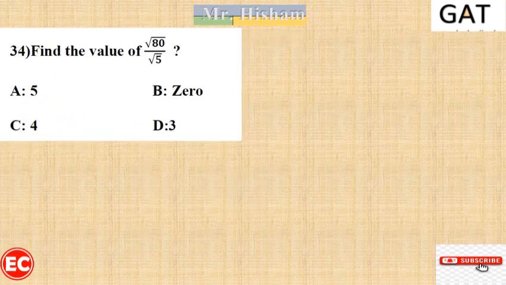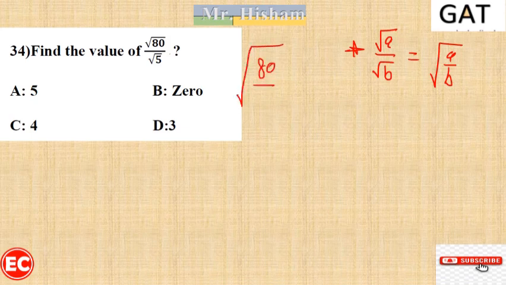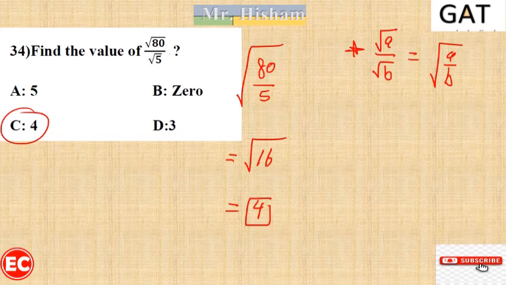Question 34. Root of 80 divided by root of 5. By the way, there is a rule: root A over root B can be written as root of A over B. So I can rewrite this one as root of 80 over 5. And 80 over 5 is equal to 16, and the root of 16 is equal to 4. I think this is the simplest method that you can use to solve this question.